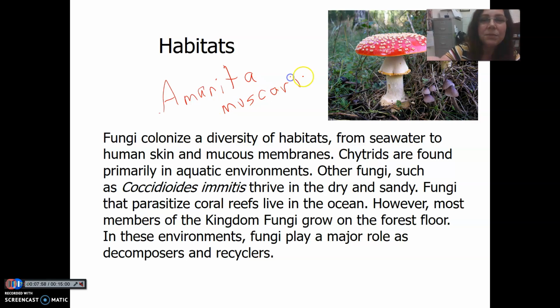That is a mushroom called Amanita muscaria. It has a red cap with little white dots on it. A lot of times those bright colors mean poisonous in nature, and that one is definitely a poisonous mushroom that you would not want to eat.